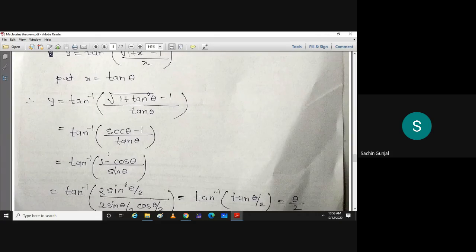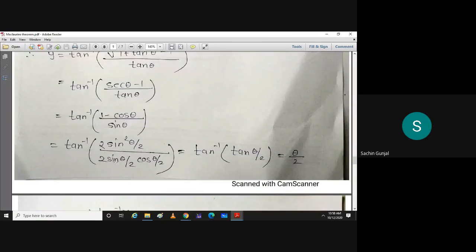So tan inverse of 1 minus cos theta upon sin theta. If you write the numerator as 2 sin square theta by 2 and sin theta as 2 sin theta by 2 cos theta by 2, the 2 sin theta by 2 gets cancelled. So the numerator will be sin theta by 2, and the denominator is cos theta by 2. So tan inverse tan theta by 2, which is simply theta by 2.